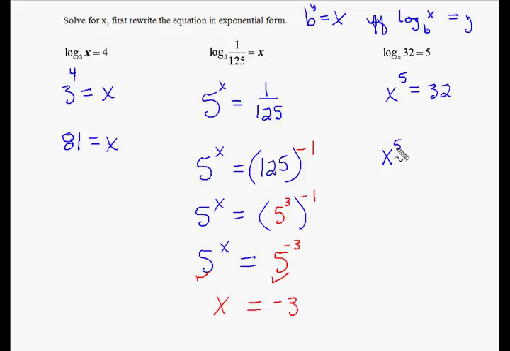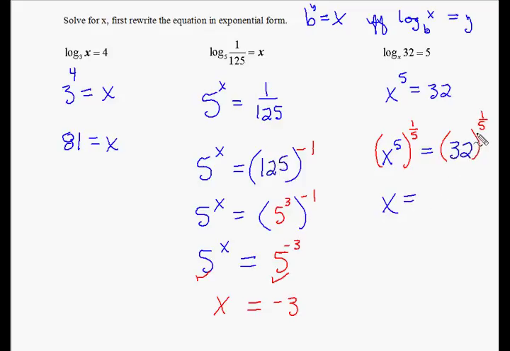So x to the 5th raised to the 1/5 power. Remember, when you have a power to a power, you'll multiply. So 1/5 of 5 is 1. We'll get x alone. But if you raise one side of the equation to a power, you have to raise the other side of the equation to a power. So we now simply have x equals.